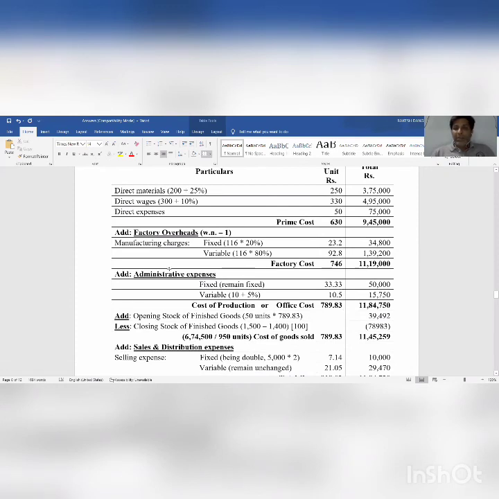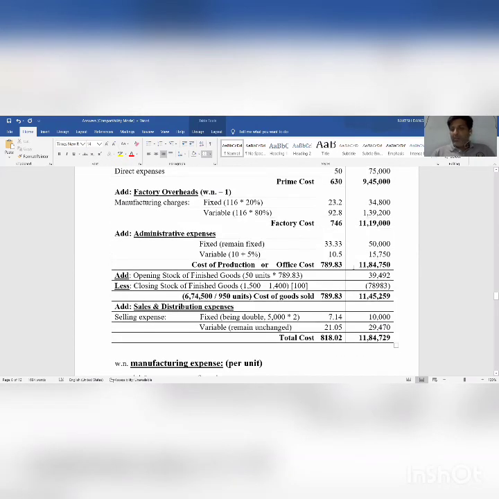Now the total administrative expense should be added into factory cost. Then we get rupees 11 lakh 84,750 in total amount and 789.83 unit wise, which is considered as office cost or cost of production.